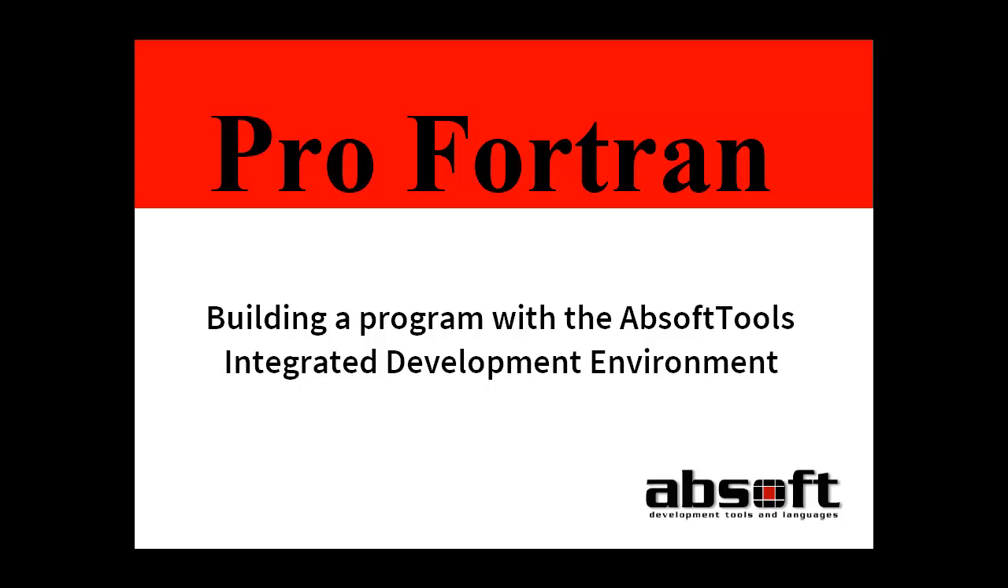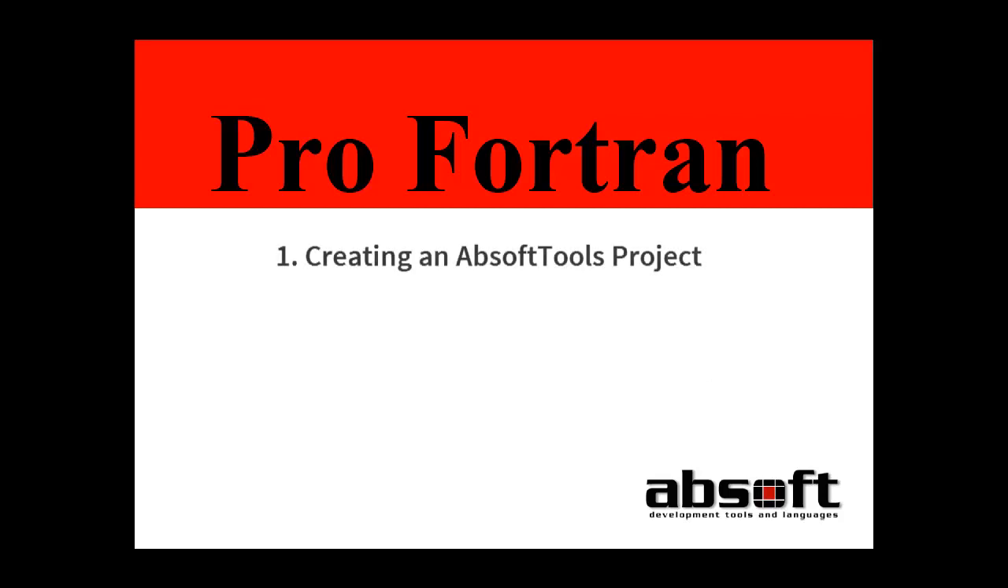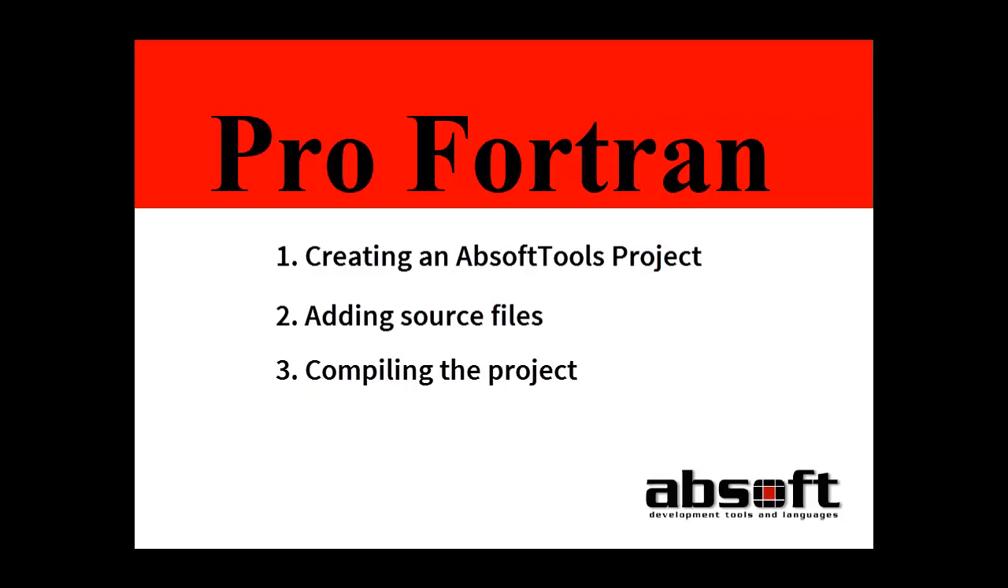This tutorial demonstrates the steps required to build and run a program using an existing Fortran source file. These steps include creating an AbsoftTools project, adding source files to the project, compiling the project to produce an executable program, and running the program to observe the results. This procedure is also covered in Chapter 2 of the Absoft Pro Fortran User's Guide.